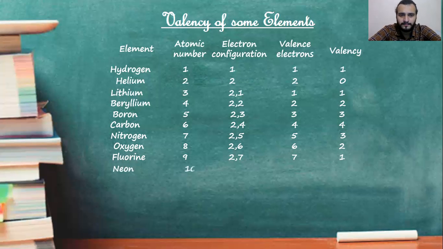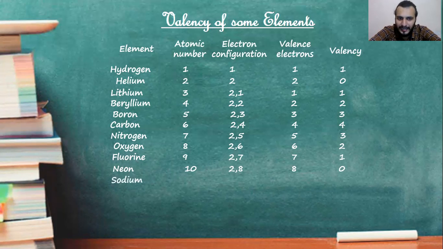Next, neon, atomic number 10, electronic configuration 2, 8, valence electrons 8, and valency is 0. Why 0? Think, think. Very simple. Octet is already complete. Octet is complete so it is stable. Hence it will not combine, so its valency is 0.